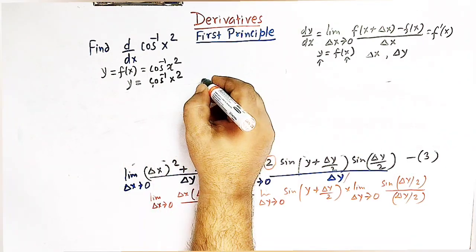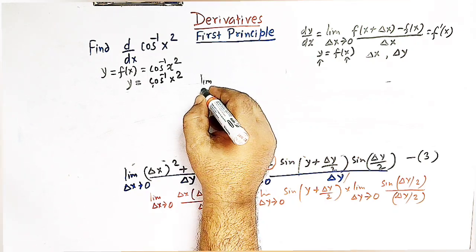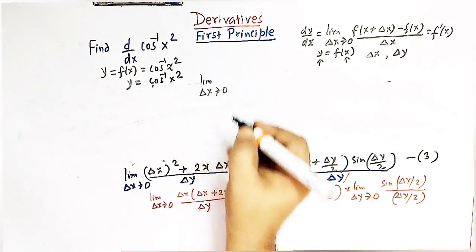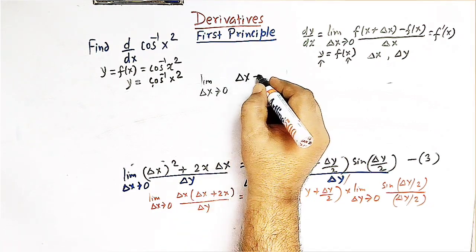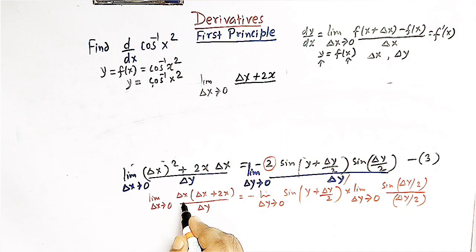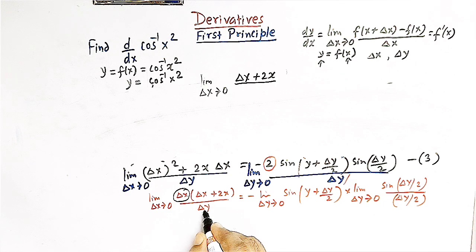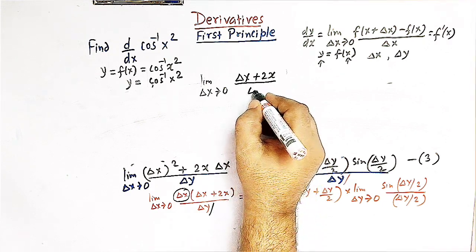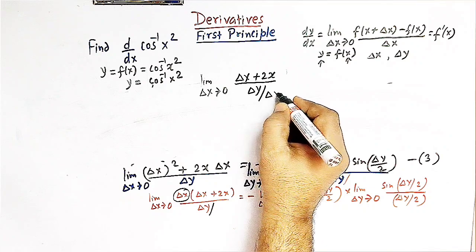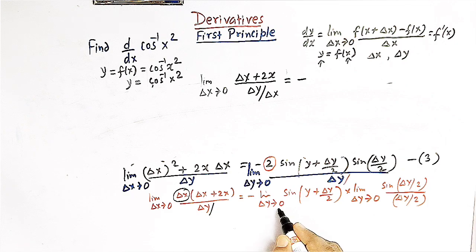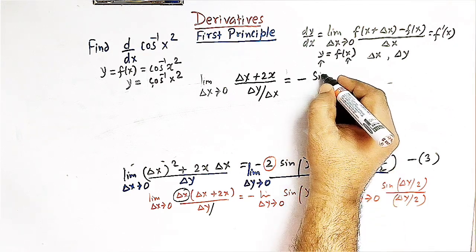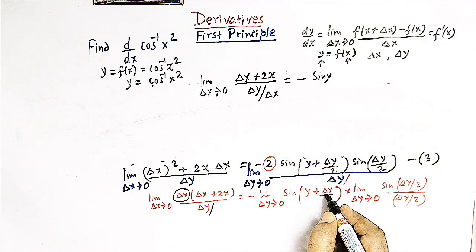So now we can write limit delta x tends to 0, and here we have delta x plus 2x, and see this delta x can be taken to the denominator of delta y, right? So here we have delta y over delta x, and now here we have minus. Now limit delta y tends to 0 sine of y plus delta y over 2 is equal to sine of y, because this delta y tends to 0.